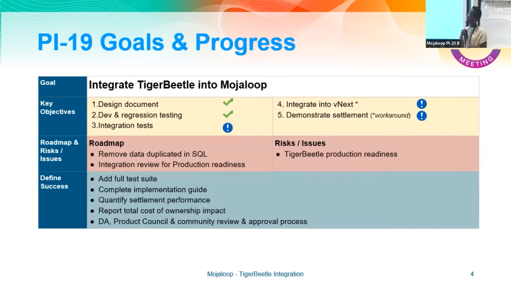So I want to just talk a little bit about the key objectives, and then we'll talk about what success looks like. The rest is a little bit of a reading job. What we've been able to get through in this cycle that we are drawing to a close is updating our design document, integrating the settlement piece of work, TigerBeetle, into the settlement central service, doing regression testing for that as well, and development and testing work for that as well.